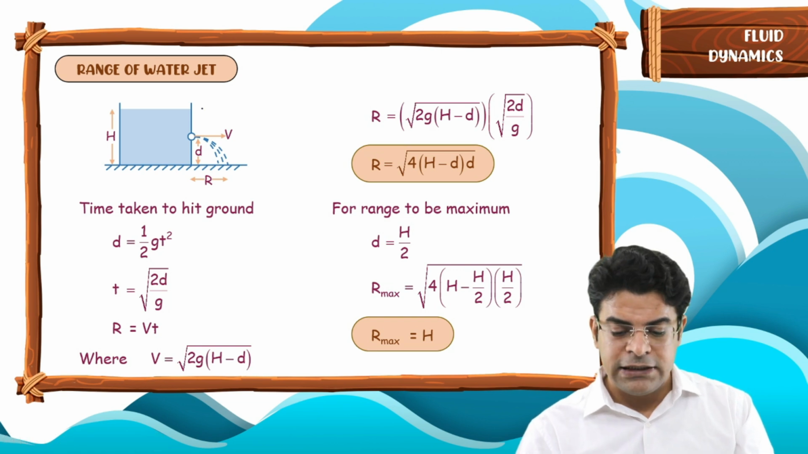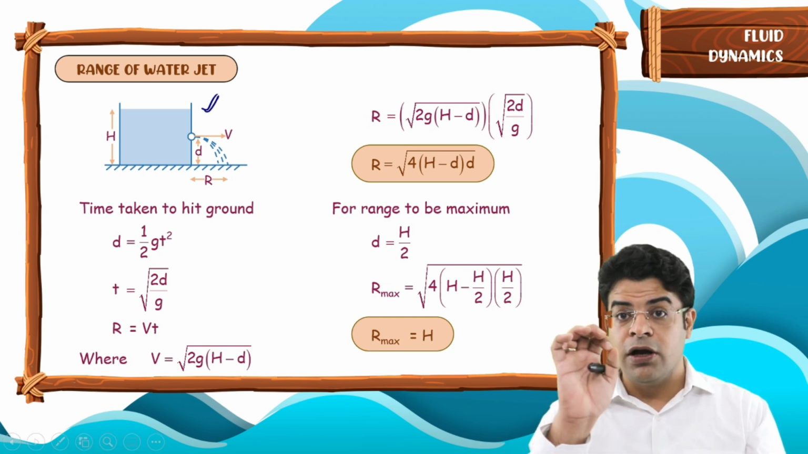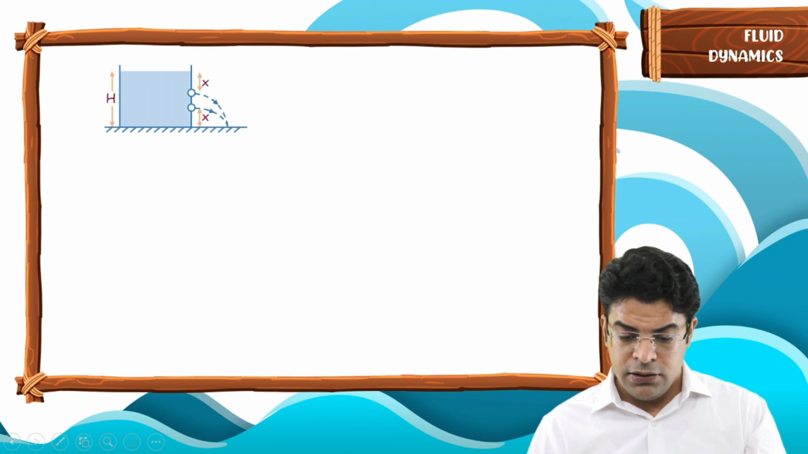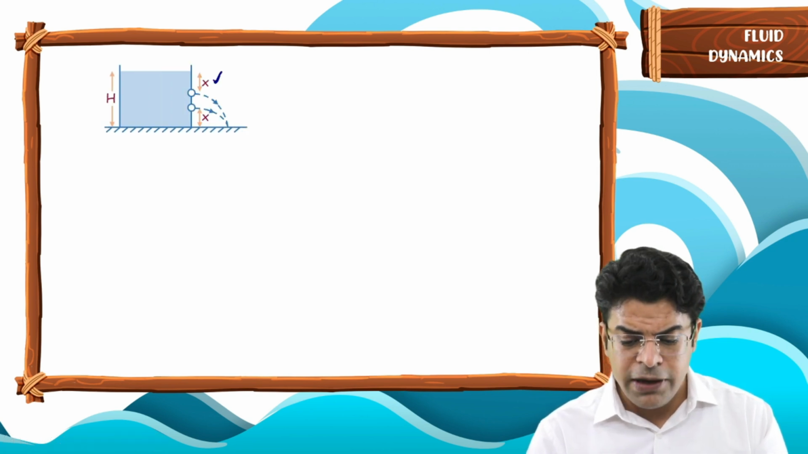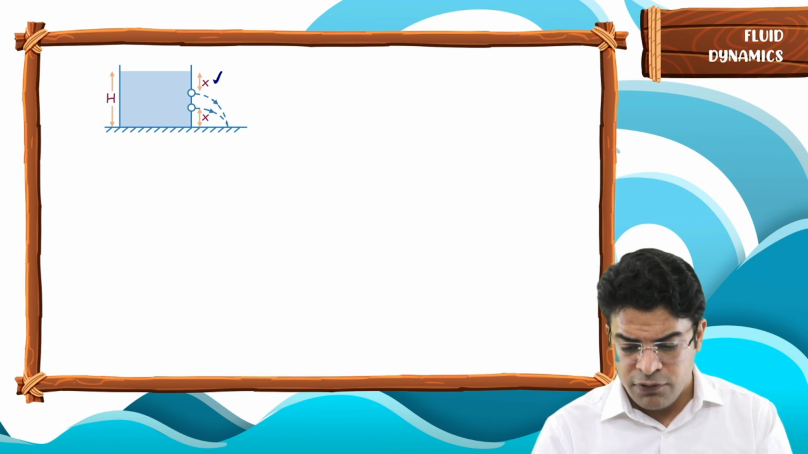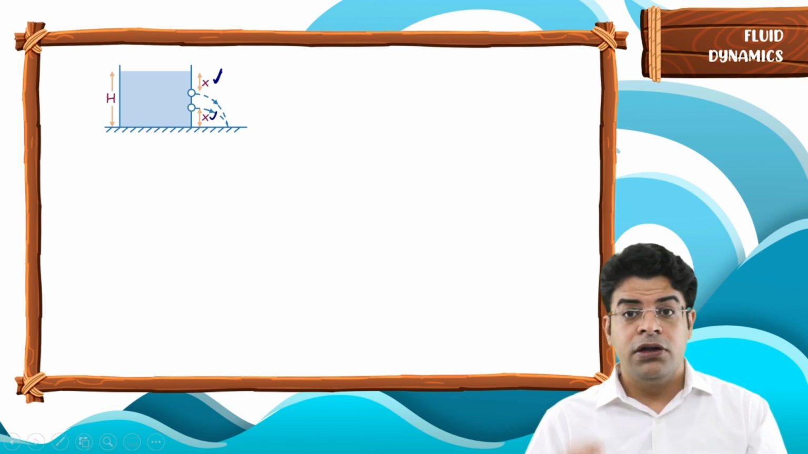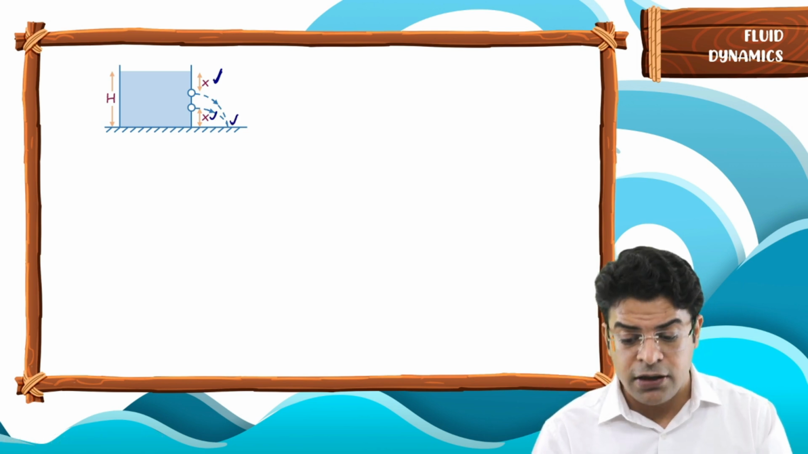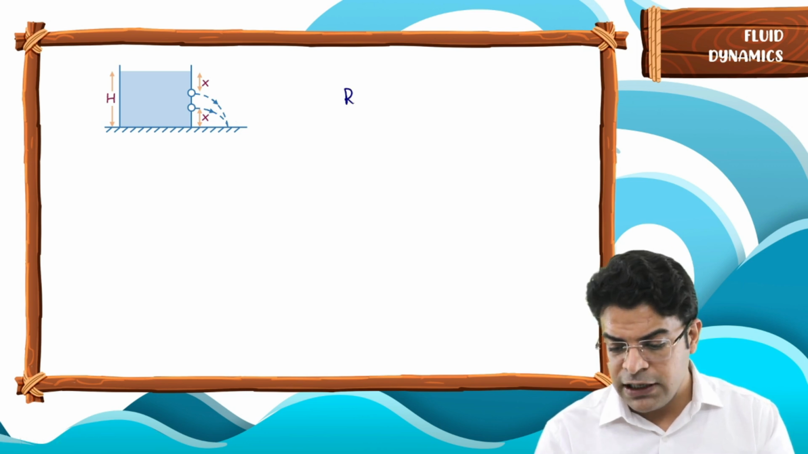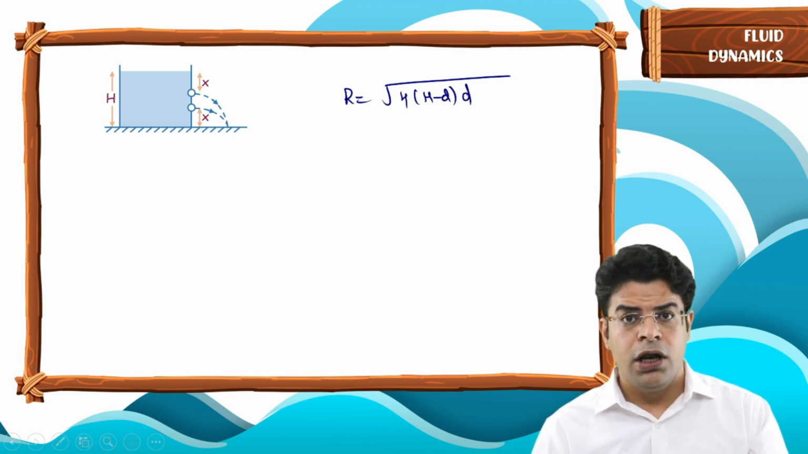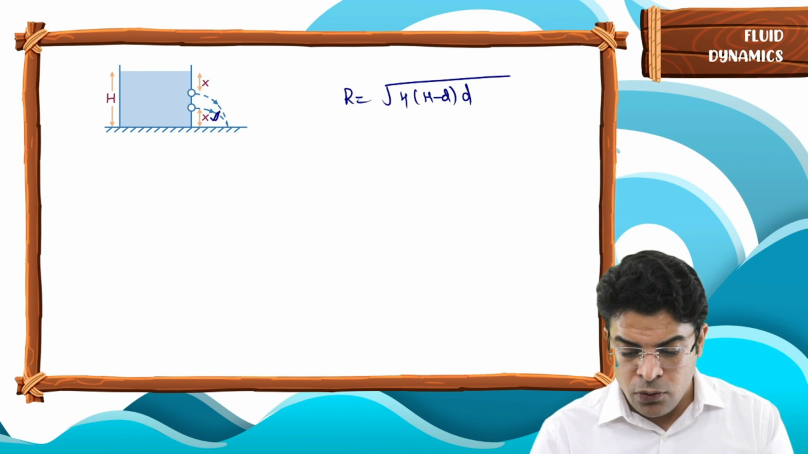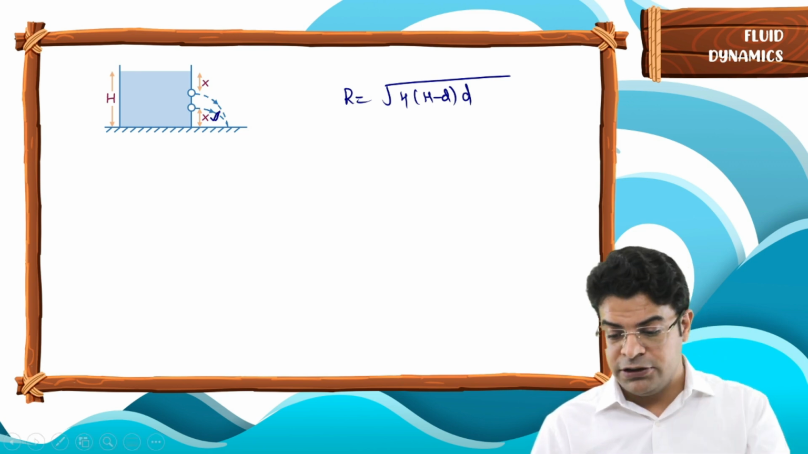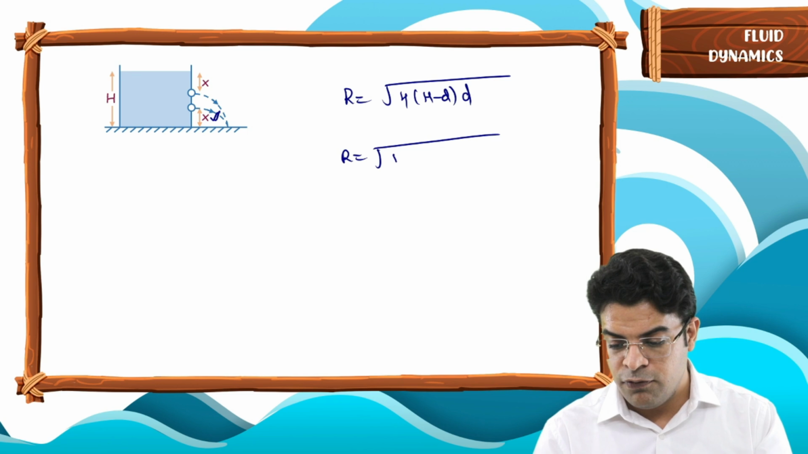Now let's see some important points about this fluid coming out of the orifice. The first case: if you make the hole at the same distance from the base and from the top, the range of the fluid jet comes out to be the same. Why, sir? We have learned that range equals under root of 4 into (h minus d) into d. Now, bachcho, if you make the hole at a height x above the base, you will get range equals under root of 4 into (h minus x) into x.